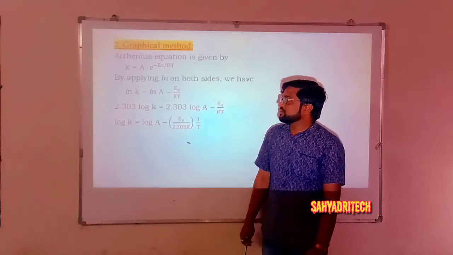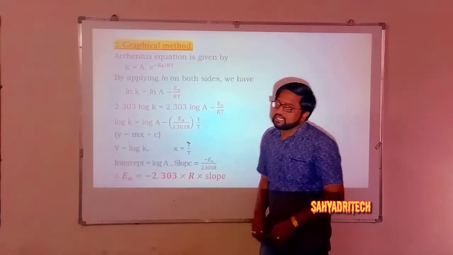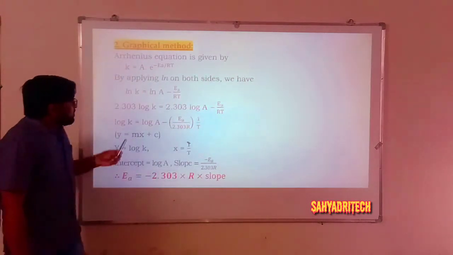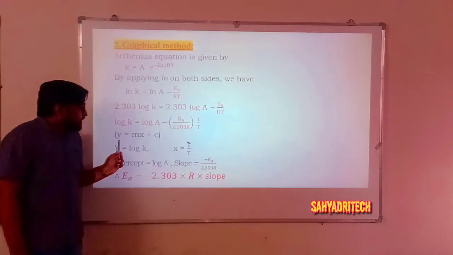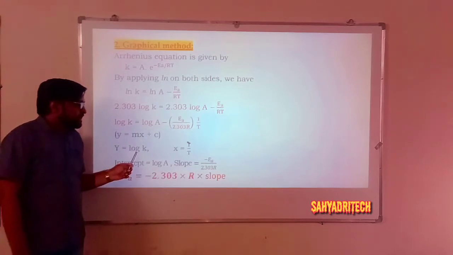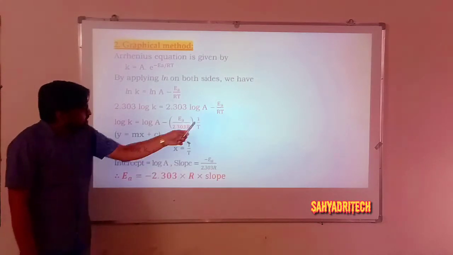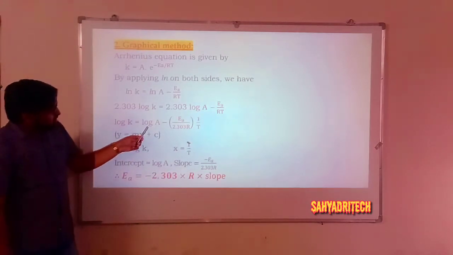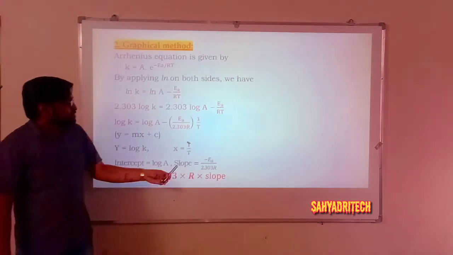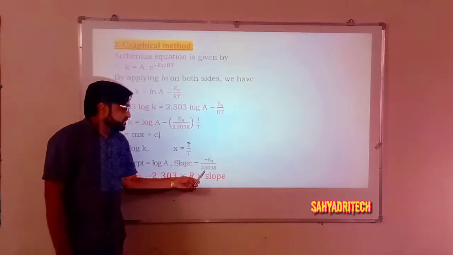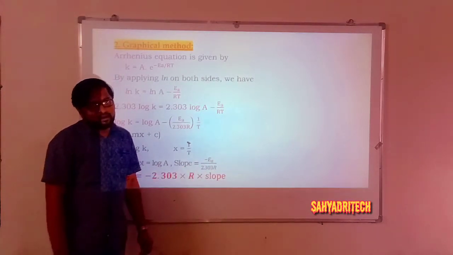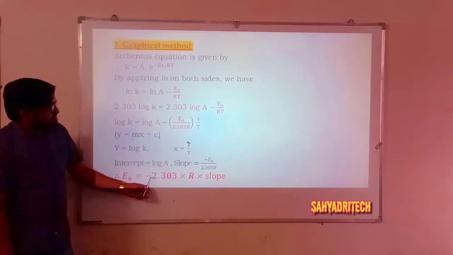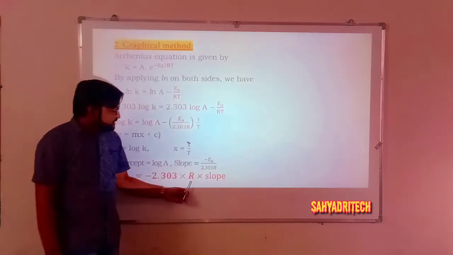This equation is compared with the equation of a straight line, y is equal to mx plus c. Now, on comparison, what is the y coordinate? Log K will be the y coordinate. What is the x coordinate? 1 by T will be the x coordinate. What is the intercept? Log A is the intercept, and what is the slope? We get minus Ea divided by 2.303 R, or I can say Ea is equal to minus 2.303 into R into slope.